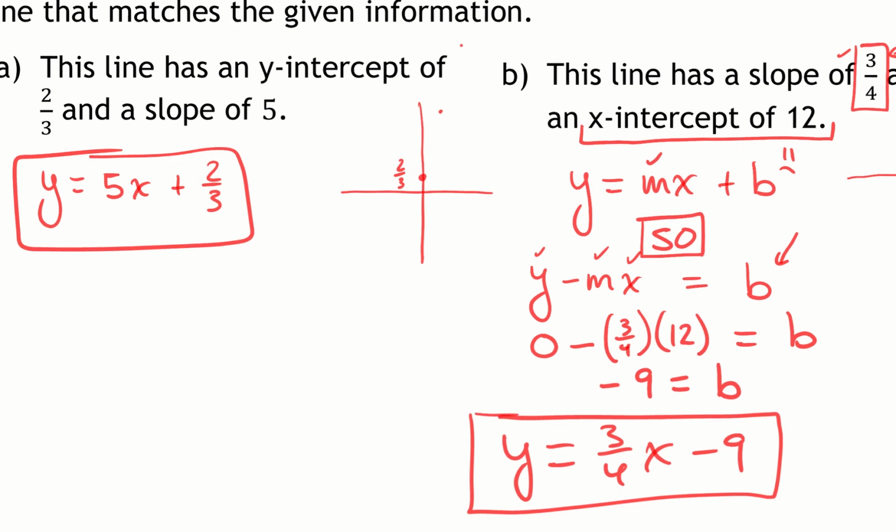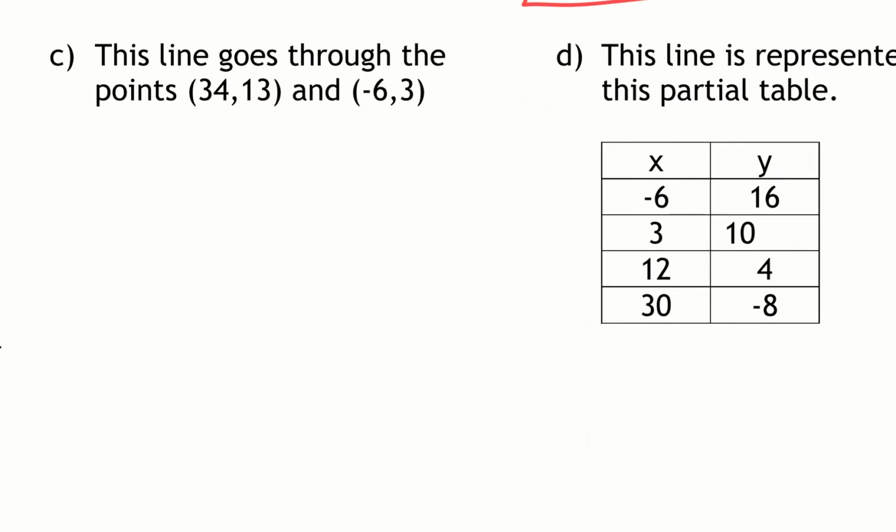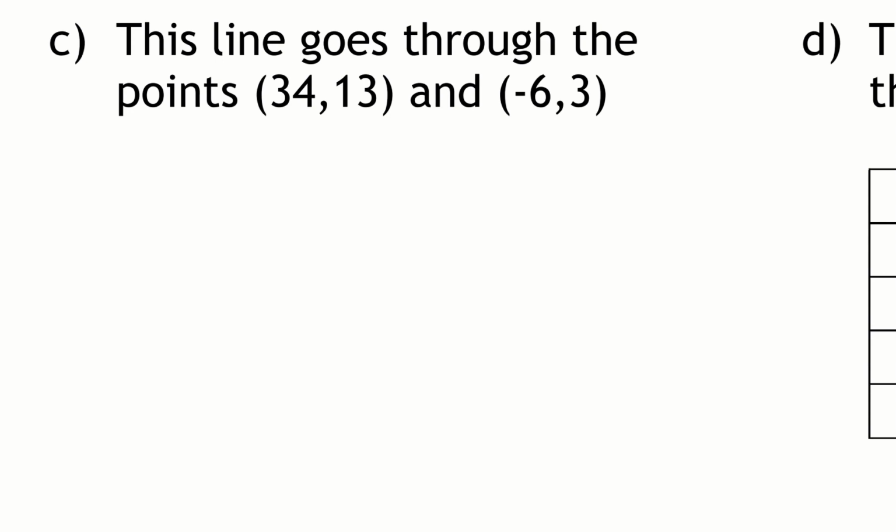Next question, C, says this line goes through the point. So we're given 2 points. One of the things we know is that if we have 2 points, we can look at a slope triangle. On that, we can identify our rise, which is the change in y, and we can identify our run, which is the change in x. We're going to just do this without drawing the triangle.